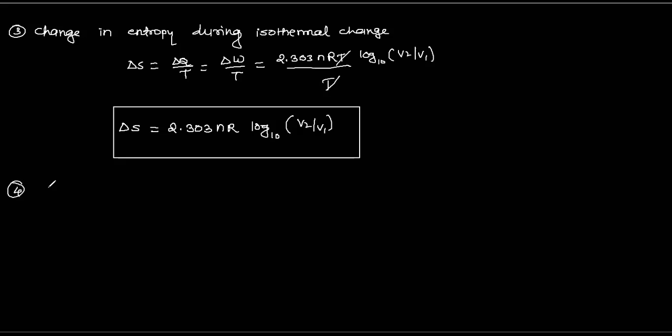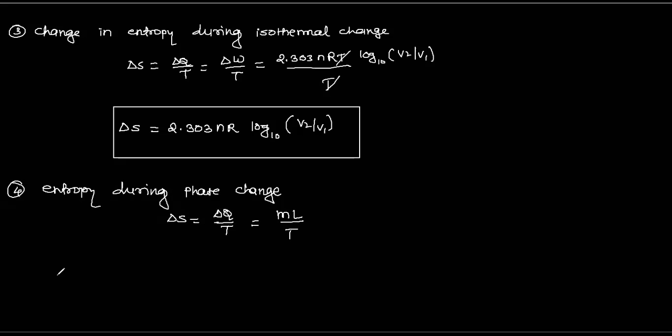Next point, that is entropy during phase change. During phase change means what? Suppose water at 100 degrees Celsius is going to convert into steam at 100 degrees Celsius, or else ice at 0 degrees Celsius is going to convert into water at 0 degrees Celsius. Then which formula will we use for change in entropy? Then delta S is equal to delta Q by T, and delta Q, you know what the formula is? mL during phase change. Therefore this formula you have to use, mL by T.